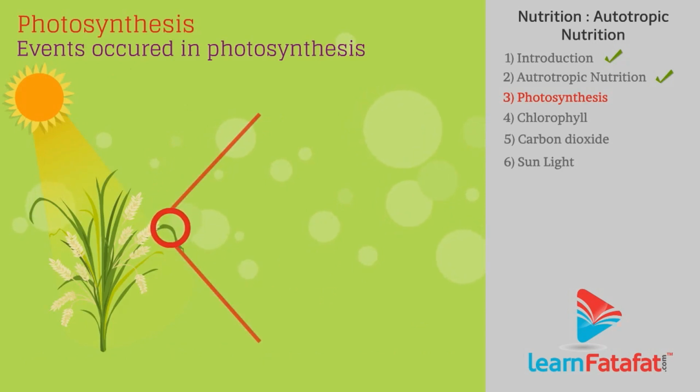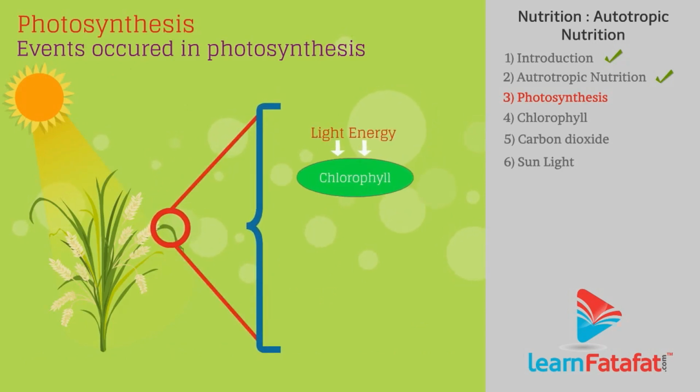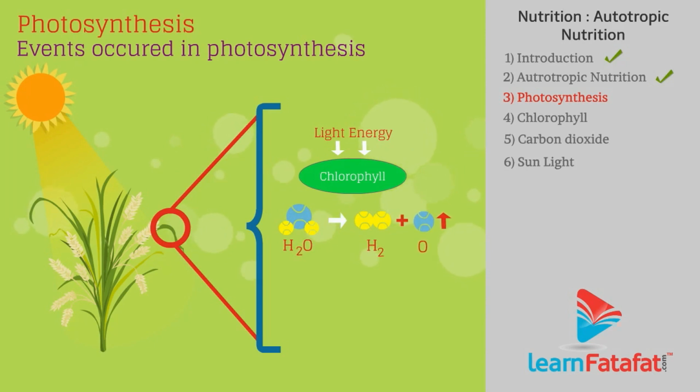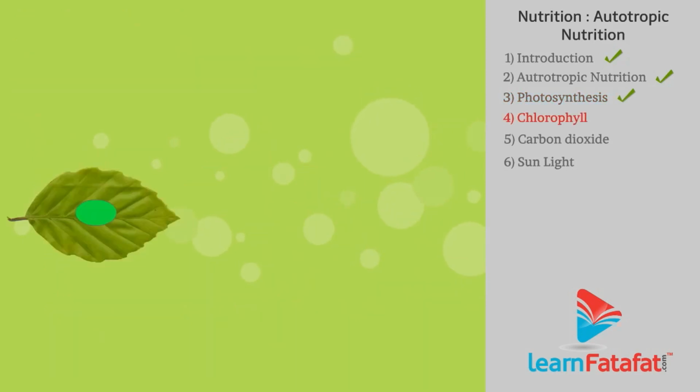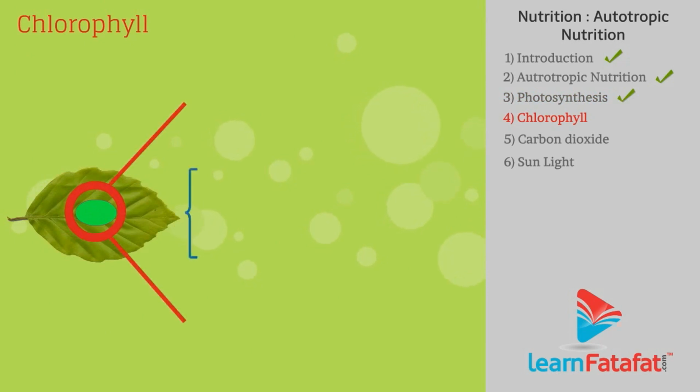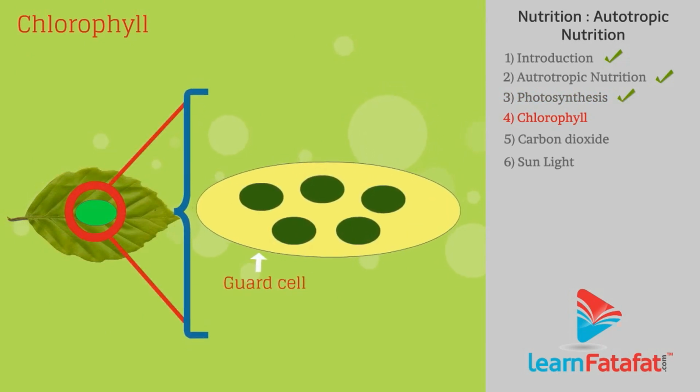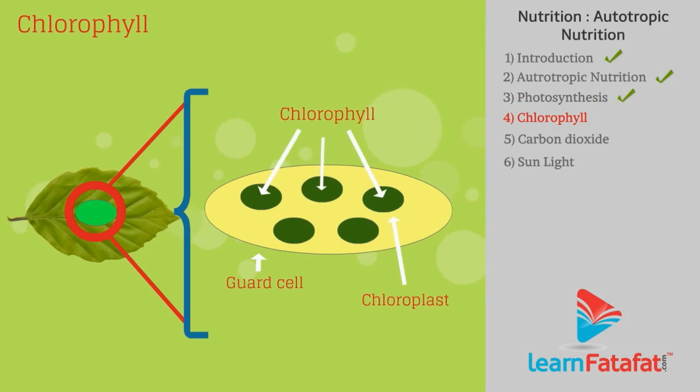Events occurring in photosynthesis. First, light energy is absorbed by chlorophyll. Second, light energy is converted to chemical energy by chlorophyll and used for breaking of water molecules into hydrogen and oxygen. Third, reduction of carbon dioxide to carbohydrates or glucose. Chlorophyll. Some cells in green leaves contain green dots known as chloroplasts, which contain a green colored pigment called chlorophyll.